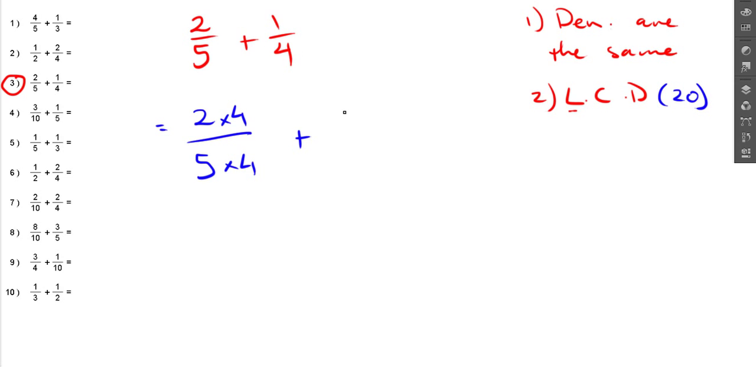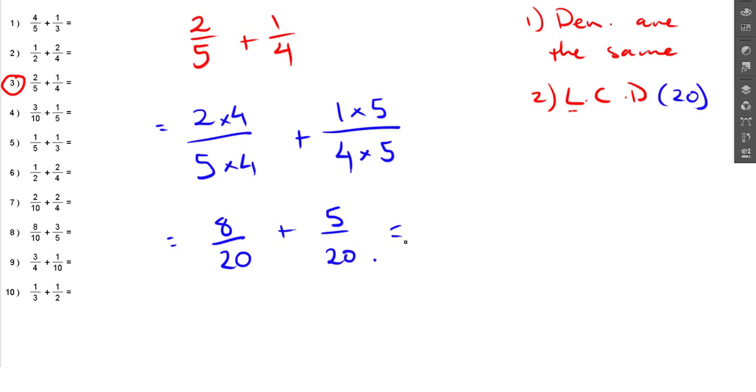Let's go to our 1/4. And to get 4 to our denominator of 20, we'll multiply it by 5. Okay, because 4 times 5 gets us to 20. 1 times 5, because what we do to the bottom, we do to the top. So 1 times 5, 4 times 5. Again, let's get to our next line. 2 times 4 is 8. And 20, yes, we've got our denominator of 20. And 1 times 5 is 5. Denominator of 20.